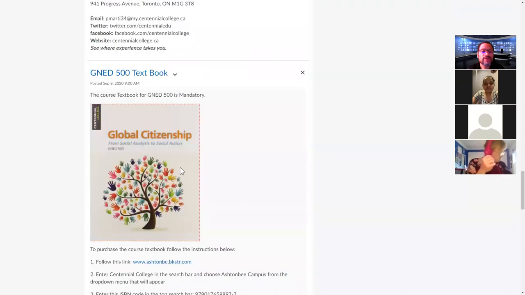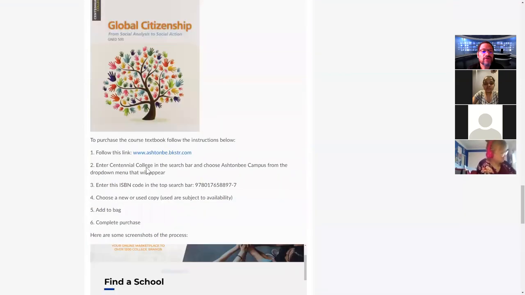Okay, here's the book itself, so you can see it. You can go to the Ashtonby Bookstore to purchase it online. At one point they used to have it on Amazon. I'm not sure if it's still there. I provided the link a couple of semesters ago, so I'm not sure if it's still current. If you're having a hard time finding it on Amazon, again, it's best to buy it from the bookstore. They will ship it to you. Okay.